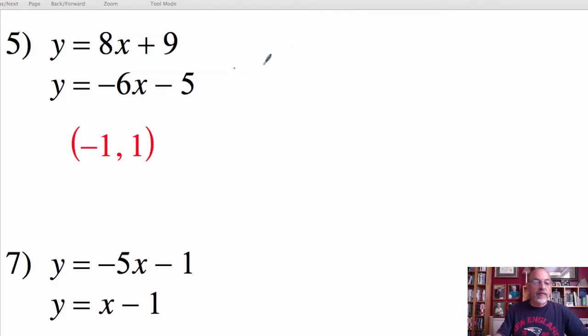Number 5. Again, we have two equations, both of which are already solved for the letter y. And just to show you that we can change things up a little bit, this equal sign means the letter y and this negative 6x minus 5 are interchangeable. So I'm going to substitute the second one into the first letter y. So I'm going to have negative 6x minus 5 is the same as the letter y, or is interchangeable with the letter y. So I did that. And then I'm going to have 8x plus 9.